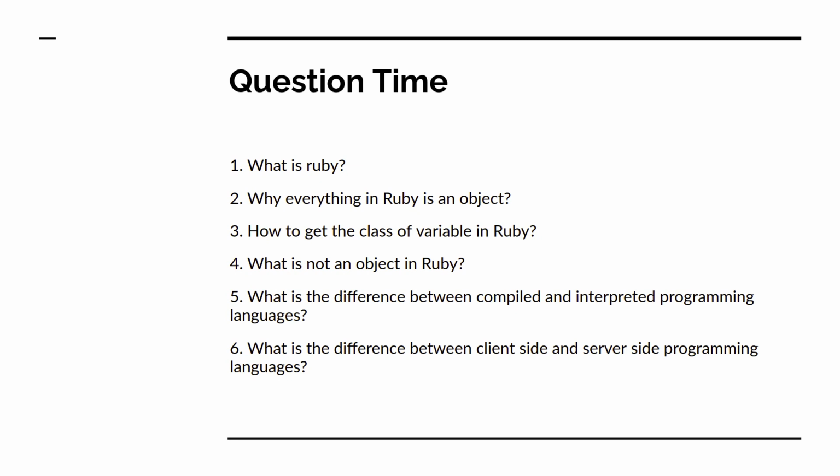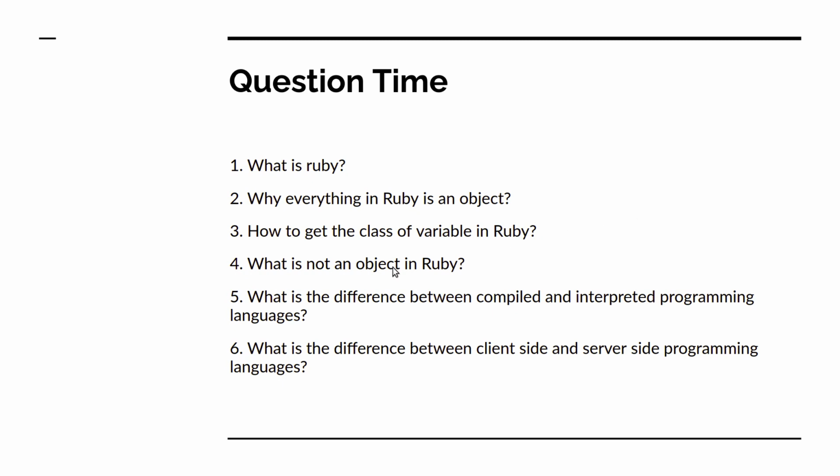So the first question is: what is Ruby? The second one is: why is everything in Ruby an object? Third one: how to get the class of a variable in Ruby. We see that a equal to 10 and then a dot class. Okay, you can practice this on your own as well. Then: what is not an object in Ruby? As I said earlier, methods are not objects in Ruby, so you can simply answer that methods are not an object in Ruby.